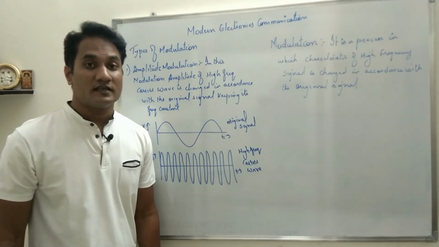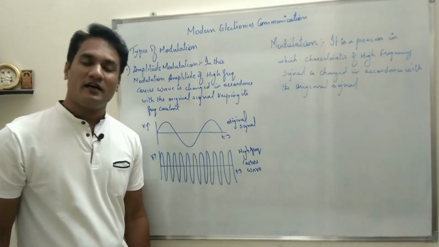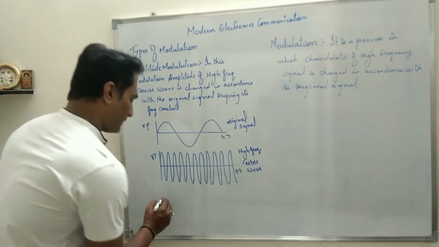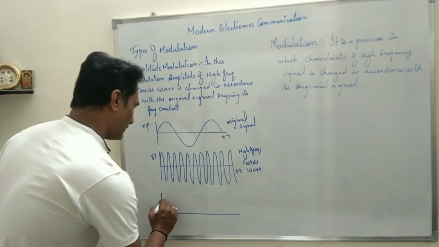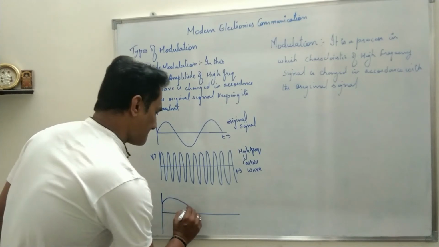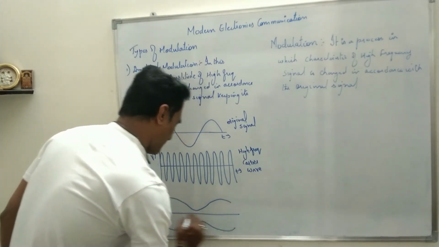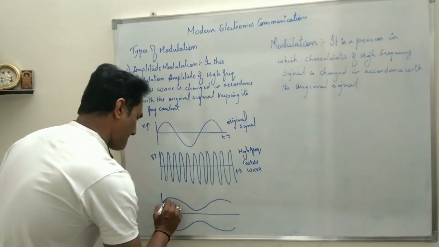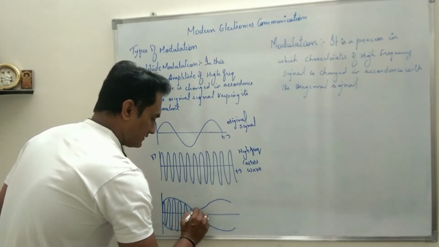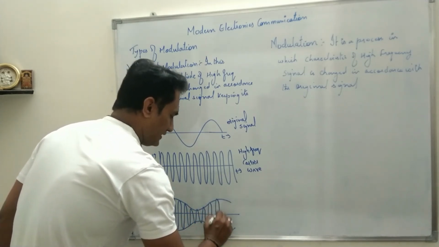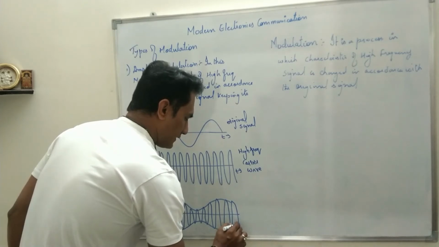And what is the modulation process? We have to change the amplitude of the high frequency carrier wave in accordance with the original signal. So the modulated wave for amplitude modulation will look like this. We are keeping the frequency constant, but we are changing the amplitude.